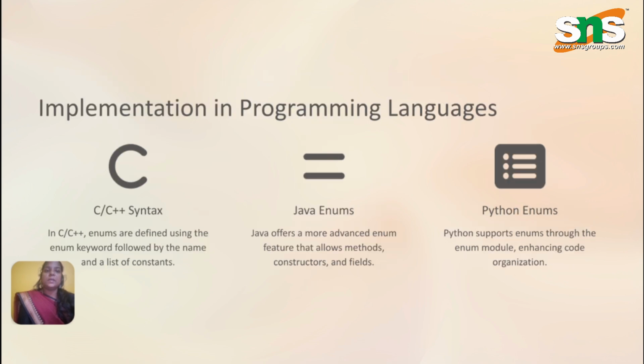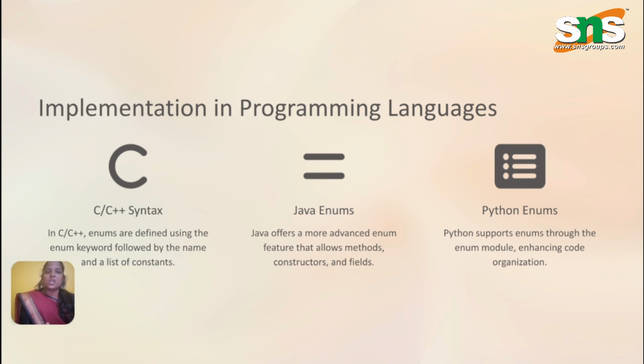Then next is implementations in programming languages. In various languages we use enums. Now we will see how enums are written in some common languages. First, C and C++. In C++, enums are defined using the enum keyword followed by the name and the list of constants. So we use the enum keyword, give the name TrafficLight, and give the values red, yellow and green. These constants are integers internally, starting from 0 by default.